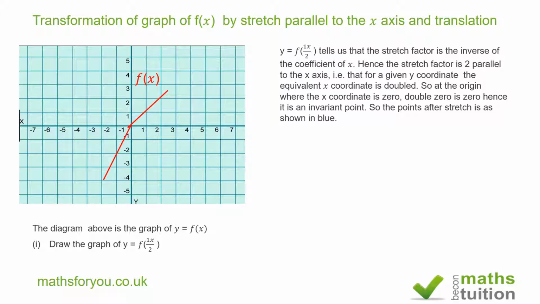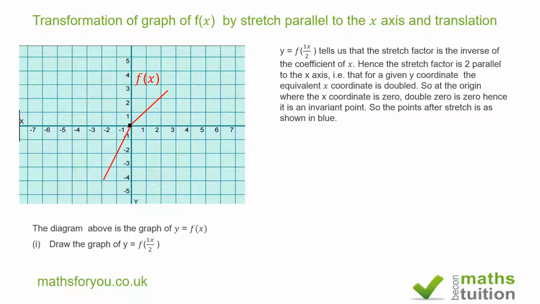What that means is that for a given value of y, the value of x will double. Now, if we start from the origin, where it is 0, 0, well, y is 0, x is 0. If we double 0, you get 0. So that point remains where it is. It does not move. So that point is an invariant point. Sorry, I do beg your pardon.